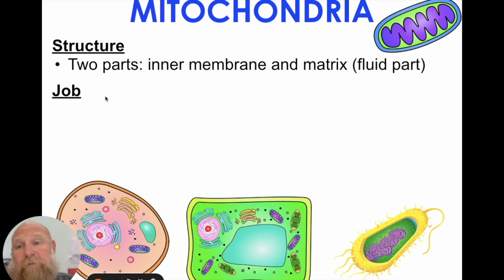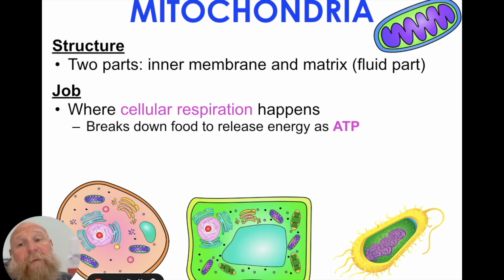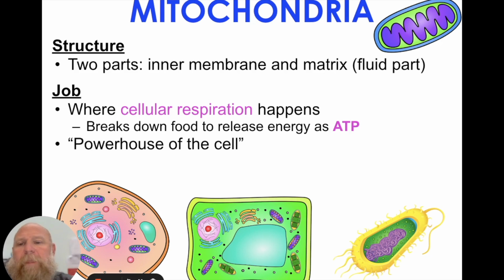Don't get confused here. So the job of the mitochondria, everybody knows this because it is the powerhouse of the cell. It's where cellular respiration happens. It breaks down food to release basic energy in the form of ATP, right? ATP is three letters that we'll talk about later, big time, when it comes to cellular respiration. And it's the powerhouse of the cell. So basically, it's an energy-producing organelle. That is the job of the mitochondria, to produce energy, to break down food, to release energy.